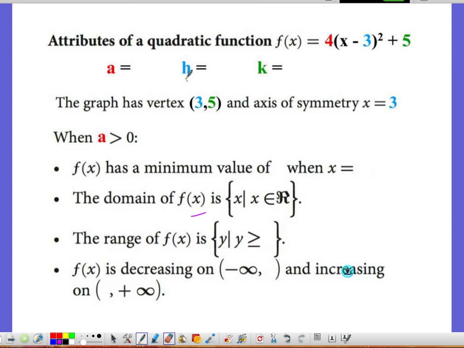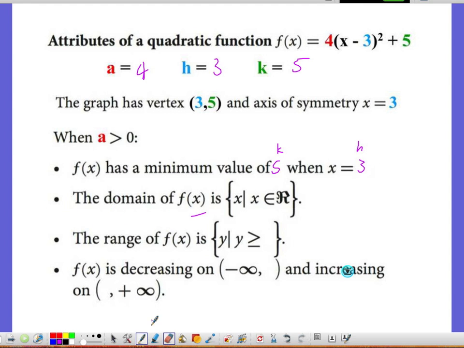So that means that all we have to do, just by finding a, h, and k, is simply plug it in. Remember, we said that f(x) has a minimum value of k when x is equal to h. Well, we know that k is 5 and x is equal to 3. So f(x) has a minimum value of 5 when x equals 3.